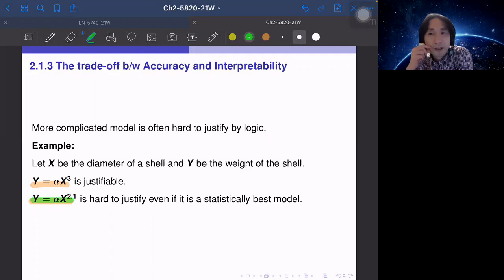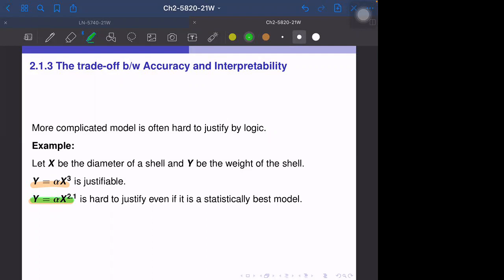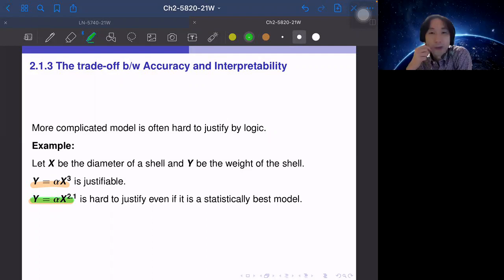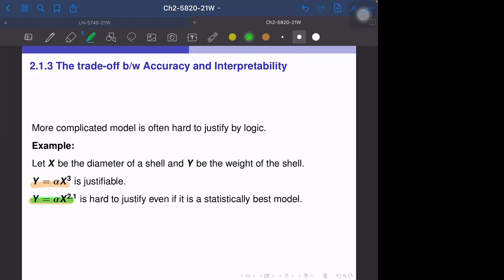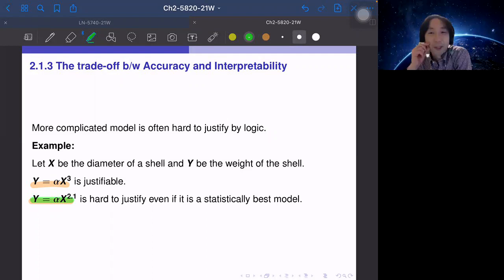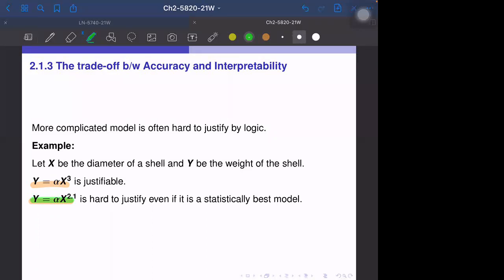Which one do you support? 2.1 or 3? The 3. In terms of interpretability, I think the 3. In terms of interpretability, yes, that's right. Yes, makes sense. Any other opinions?